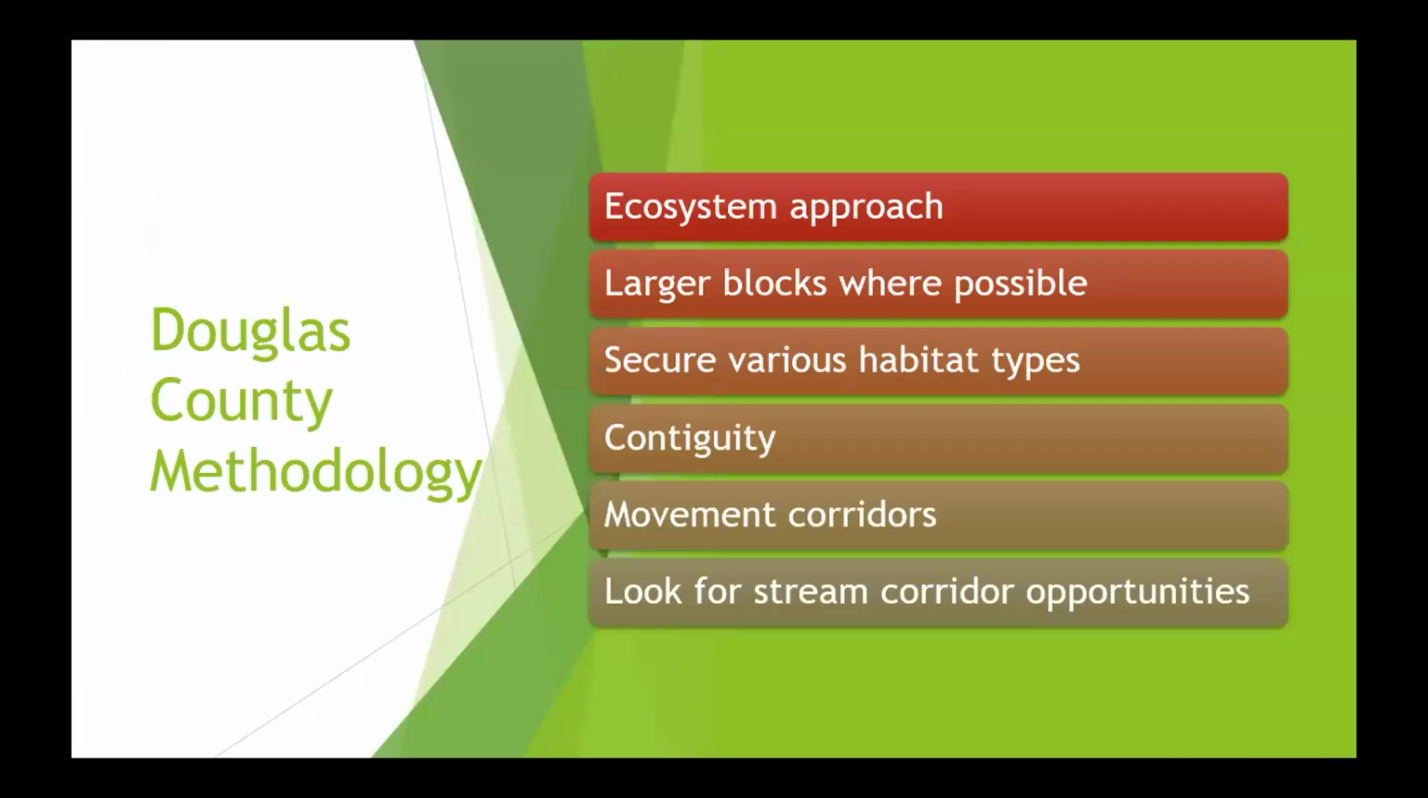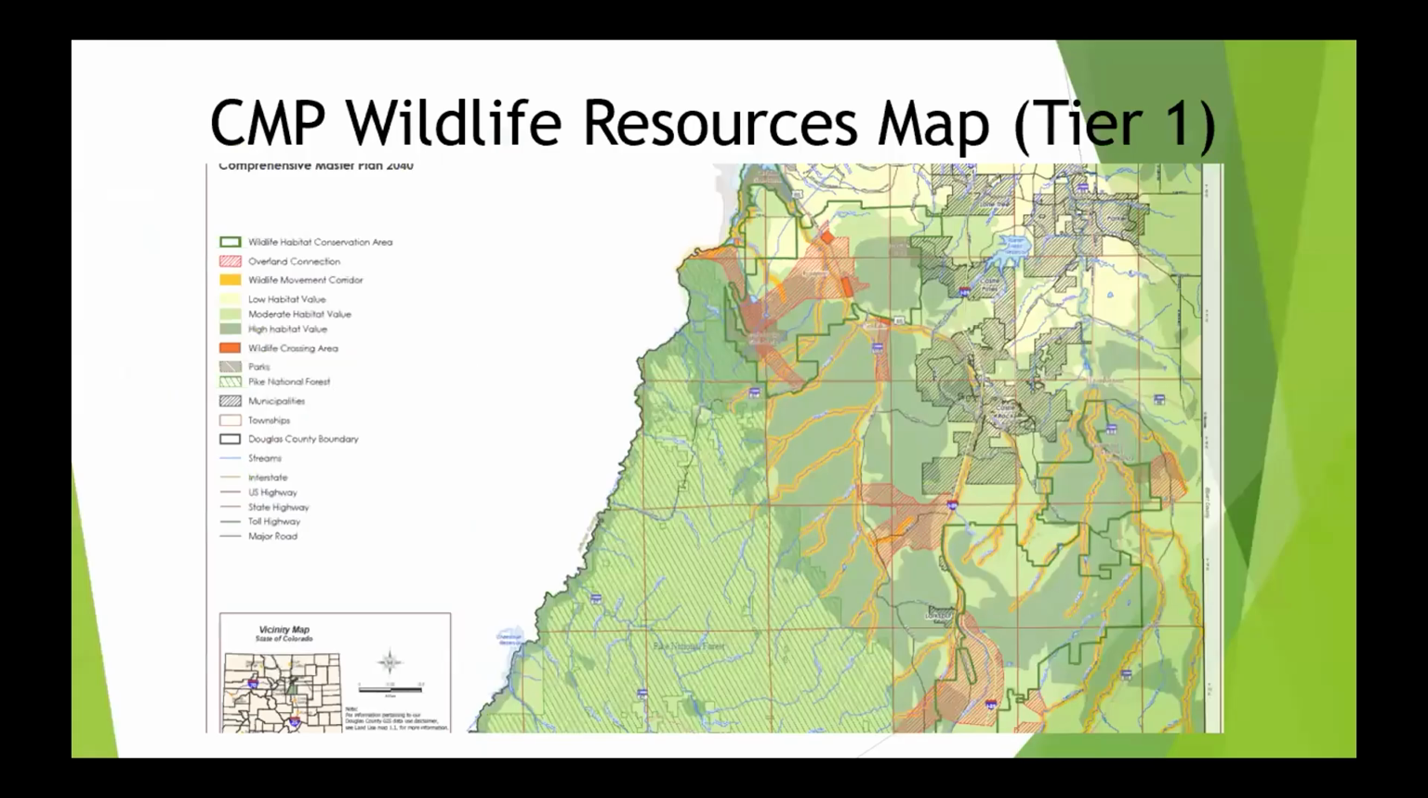Douglas County's approach is an ecosystem-based approach. We're trying to protect larger blocks of habitat where possible, securing various habitat types within that overall protection scheme. We're looking for contiguity, movement corridors, and of course, stream corridors are very important because the riparian habitat is the highest value habitat. More species use that than any of our other habitat types. Plus they're linear and they make good connections.